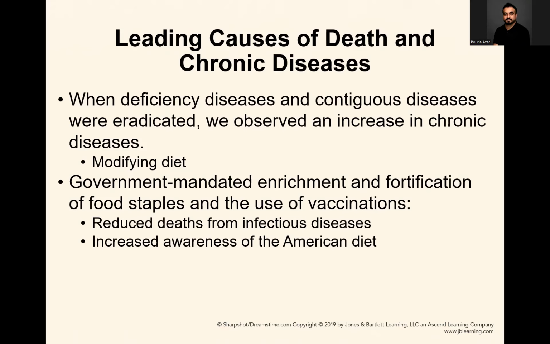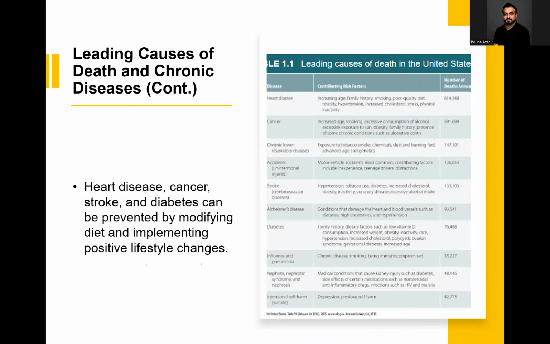So as I said, by modifying diet and by choosing a healthy lifestyle, we can prevent or delay those chronic conditions. Four of the top 10 leading causes of death, heart disease, cancer, stroke, and diabetes, can be either prevented or delayed by modifying diet and implementing positive lifestyle choices.